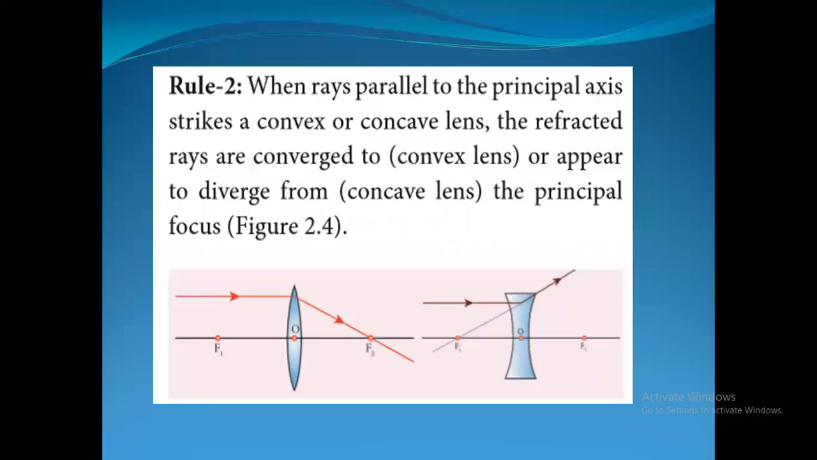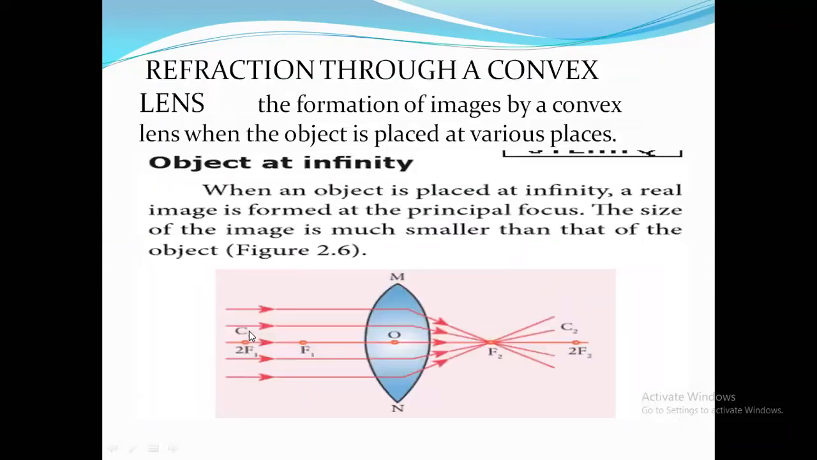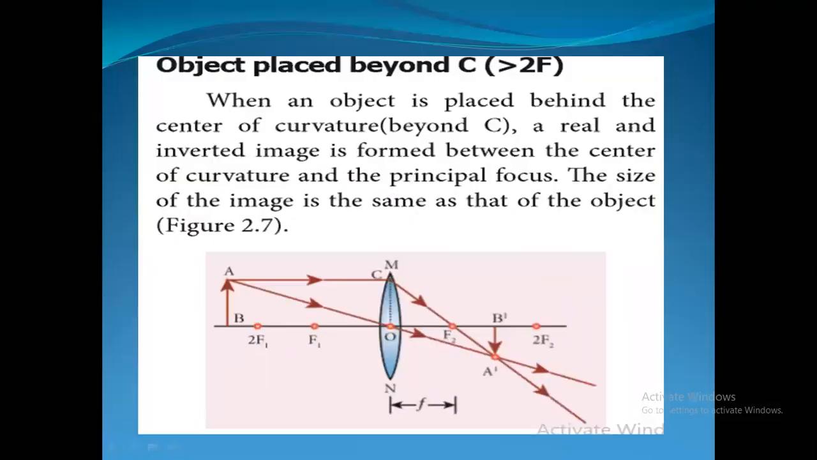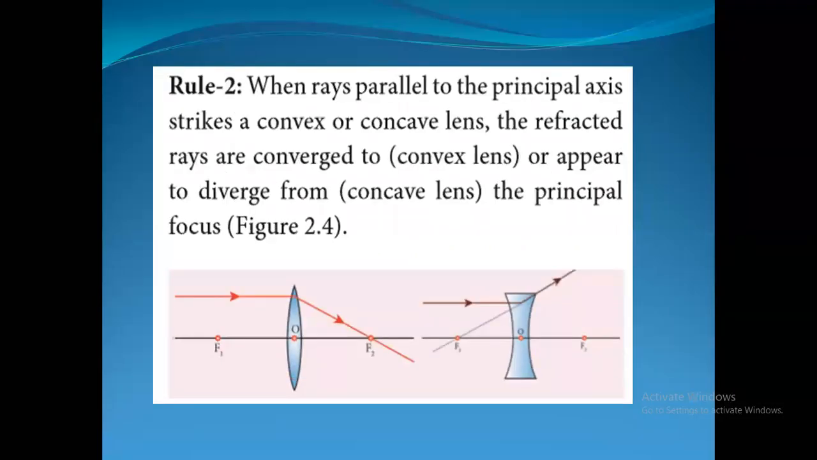Next is the second rule. When rays pass parallel to the principal axis. What is the principal axis? This is the principal axis. When a line is drawn through the optical center, it is called the principal axis.